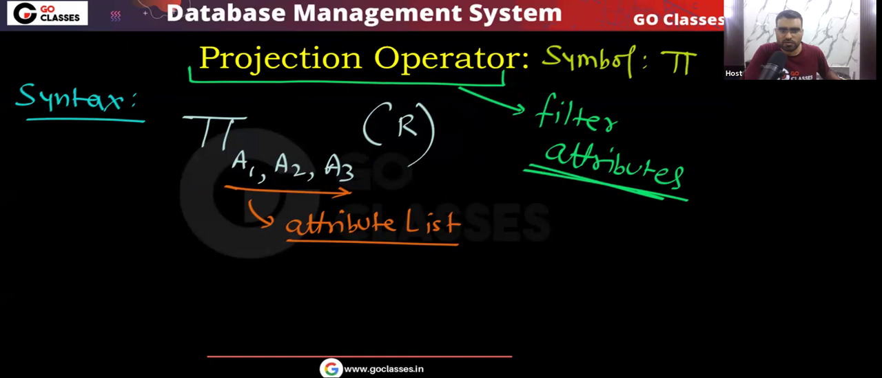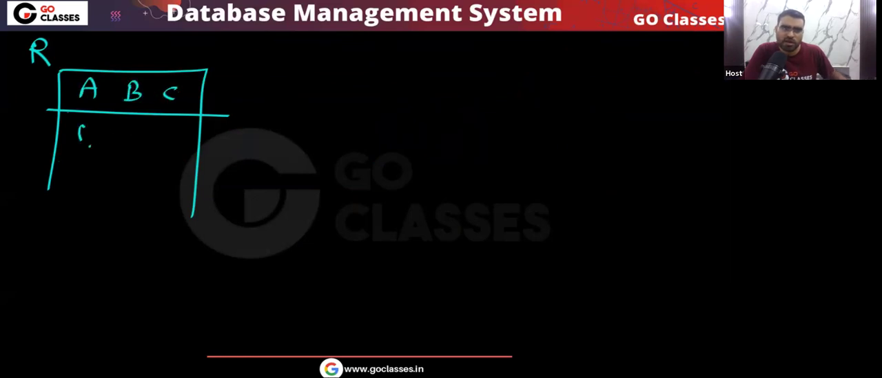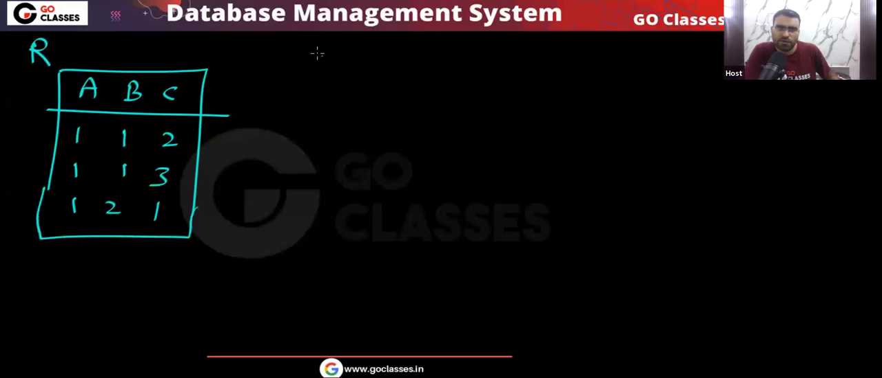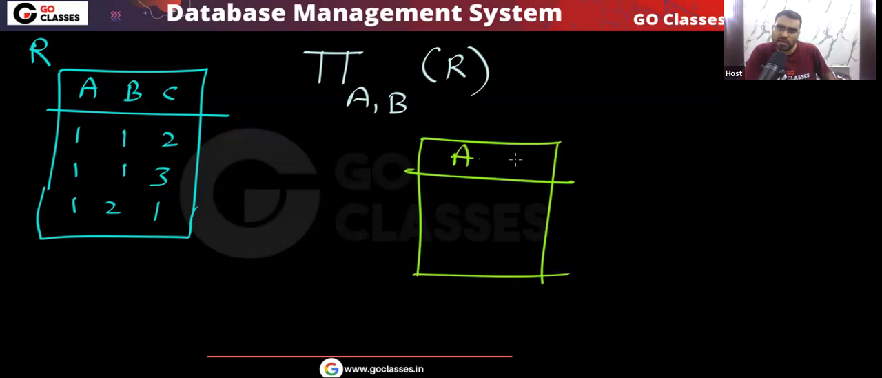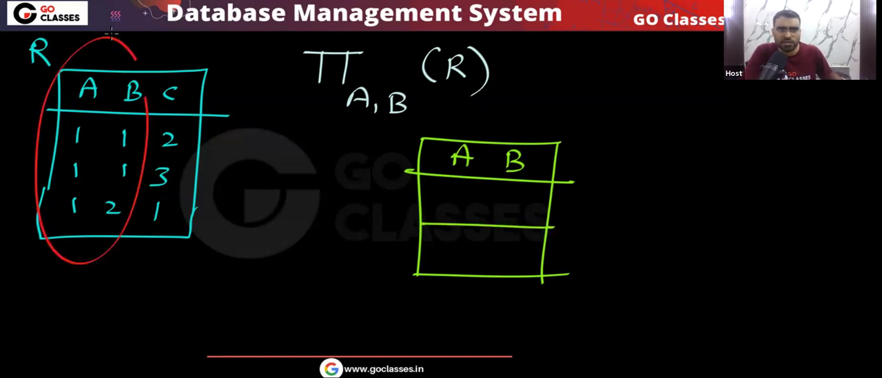Now let me tell you, for example, let's assume you have table R, and in this table R you have these attributes A, B, C. These are the tuples you have, for example, 1, 1, 2; 1, 1, 3; 1, 2, 1. This is your table R. Now, if I apply this query where I want only these two attributes AB from R, then what will be the output? In the output, how many tuples will be there? I only want AB, remember. Only these two attributes I want.